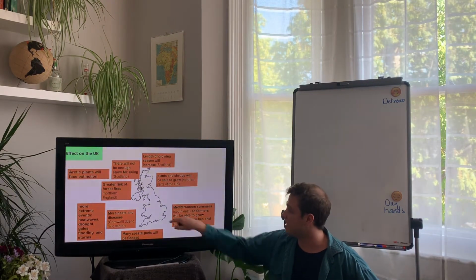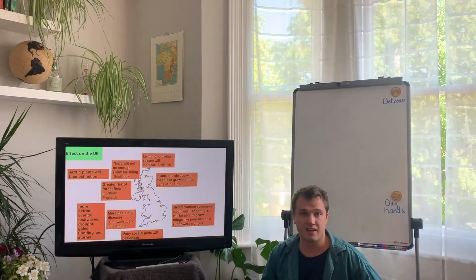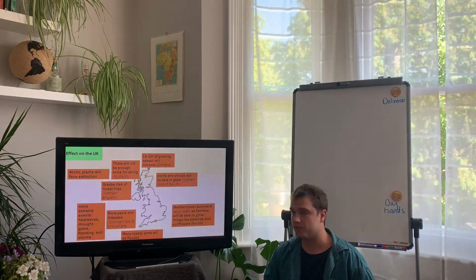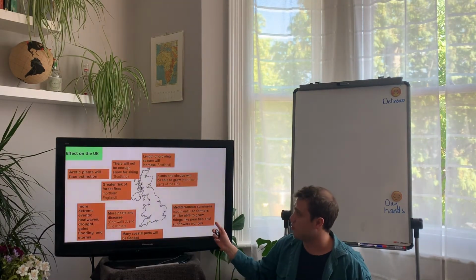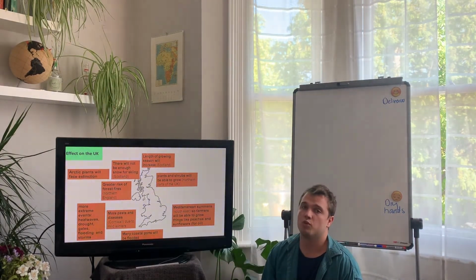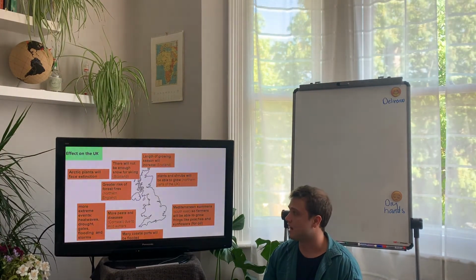Mediterranean summers in the southeast, so we're going to get warmer temperatures in the southeast, so farmers are going to be able to grow different things. They're going to be able to diversify, grow crops, sunflowers, things which they can make more money off. So that's also a positive. Many coastal ports will be flooded, so we'll lose a huge amount of income from these ports. That's obviously a negative.